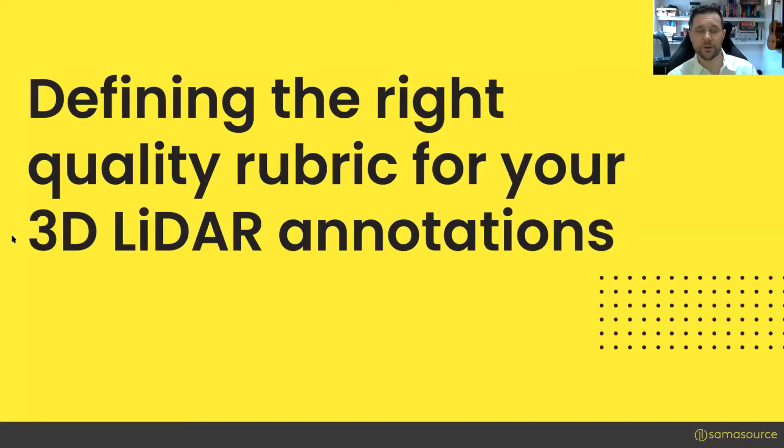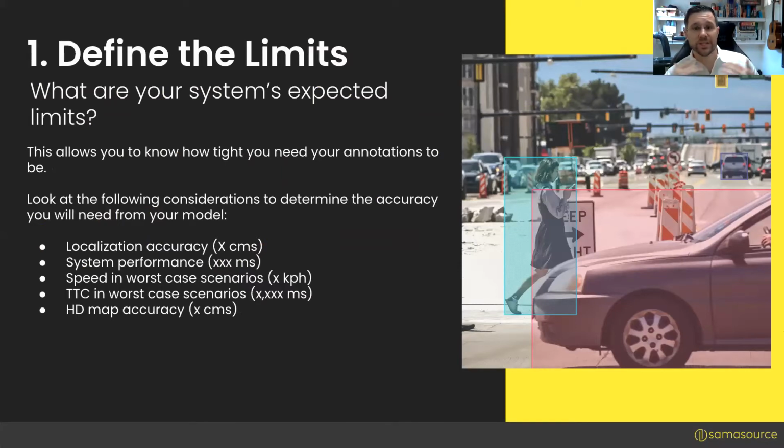So we're going to move into creating your quality rubric for 3D LiDAR annotations. I'm going to spend a fair bit of this presentation on this area, because once you've collected your data, getting the right annotations for your model is going to really define how far you can push your models. So step one is you want to define the limits of your system. This is understanding how tight do my boxes need to be? How far away do I want to actually detect things? It really lets you figure out the limits of it.